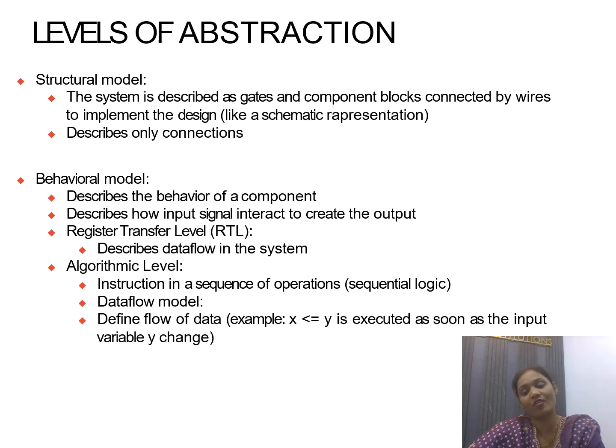There are some levels of abstraction in VHDL. First level is the structural model. In this model, the system is described as gates and component blocks connected by wires to implement the designs. It describes only the connections for the designs. Likewise, next is the behavior model. The behavior of a component is described inside this model. It also describes how the input signals interact to create the output. Another level is the data flow model. Data flow model is defined by the flow of data.